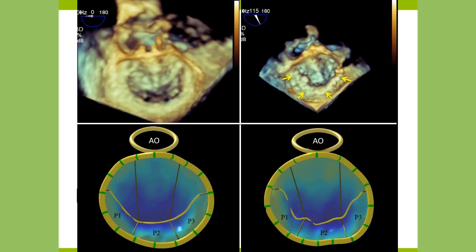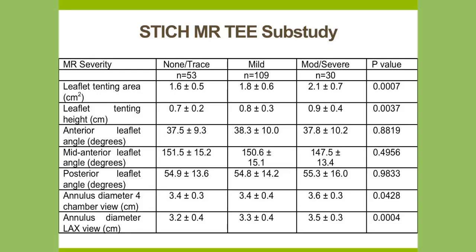So we can look at that with 3D echo. We can actually measure the annulus, the area of the annulus, the shape of the annulus. We can measure the tenting of the leaflets and the leaflet lengths. There's a lot of things we can do to really identify the pathology and understand the mechanism.